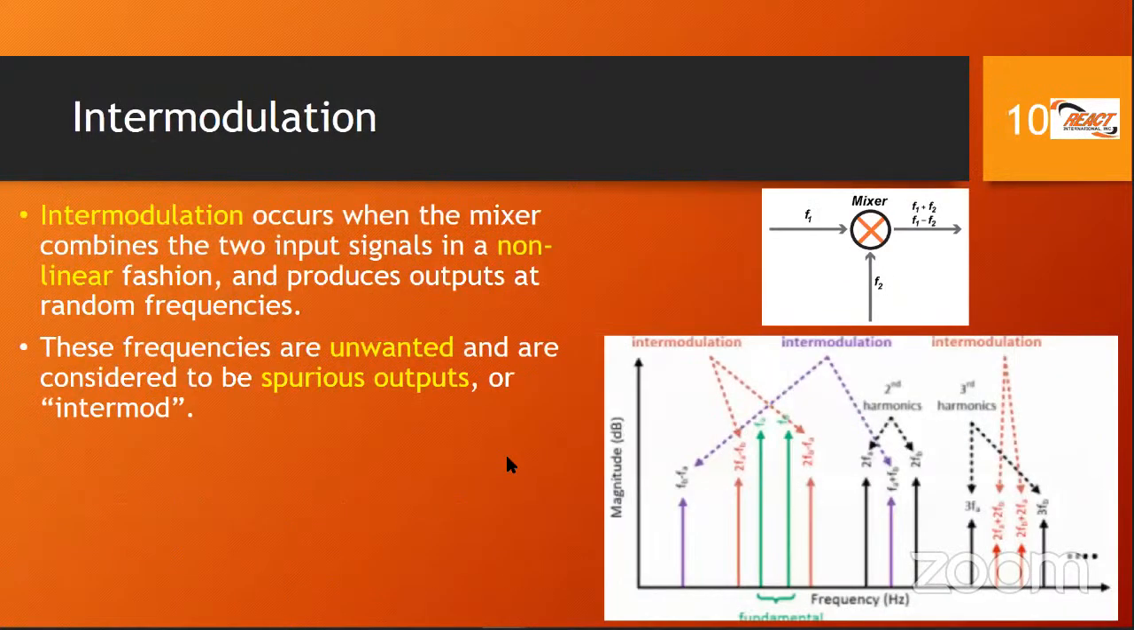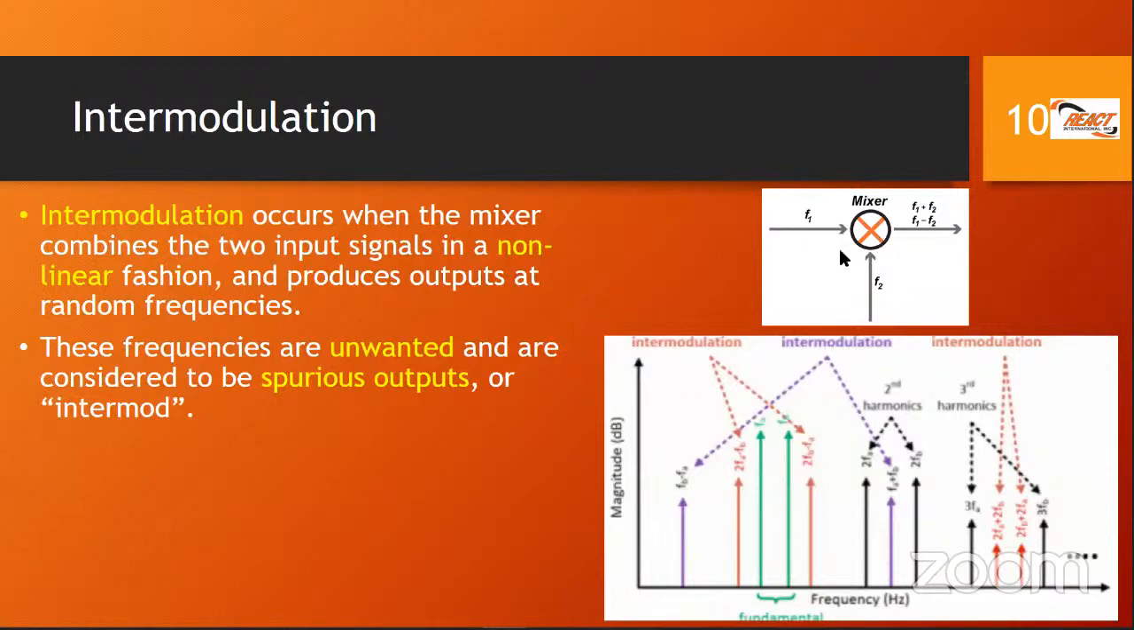Okay, so we come to another problem or problematic concept, and that is called intermodulation. So intermodulation, we are still talking about our trusty mixer. On the right-hand side here, we have our mixer that takes one frequency and another frequency and mixes them. You get the sum and the difference. So we're still talking about our mixer.